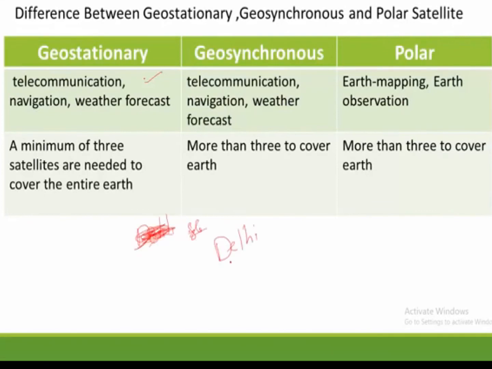We find that the orbital velocity of the satellite is independent of the mass of the satellite, but depends upon the radius of the orbit. Radius of the orbit is R plus x, where R is the radius of Earth and x is the distance.